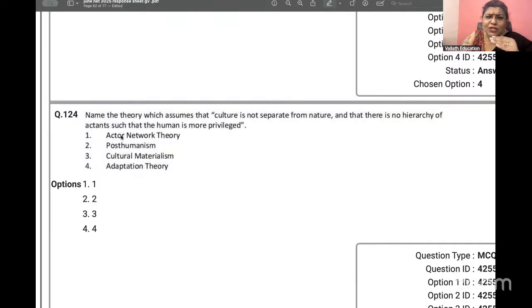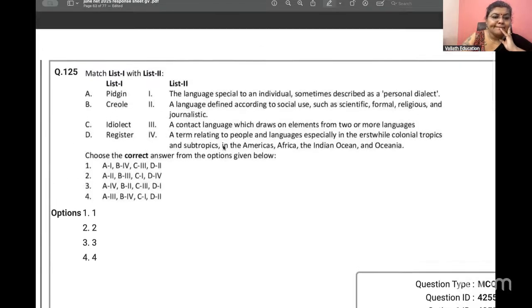Think simple, think normal. Don't think too much. Culture and nature are all the same. That posthumanism didn't say. The posthumanism is the opposite. Cultural materialism is not about it. Adaptation theory is totally wrong. It must be actor network theory, you should think. Then, easy peasy. Pidgin, everybody knows. Creole, everybody knows. Idiolect, everybody knows. Idiolect is language special to an individual, isn't it? Register, a language defined according to use. That is also easy.